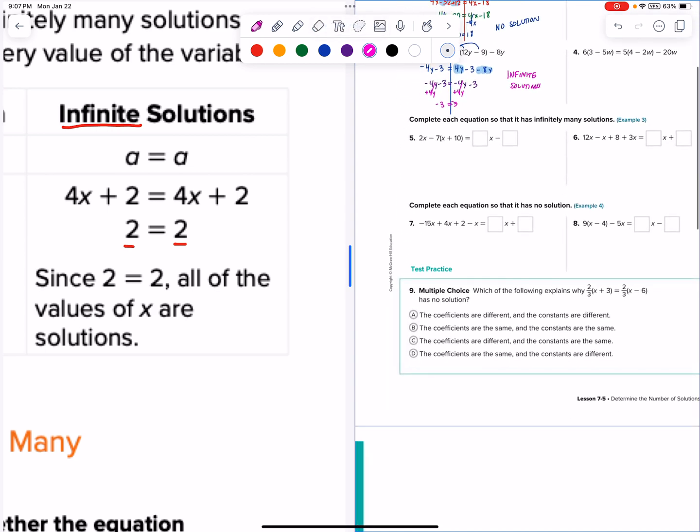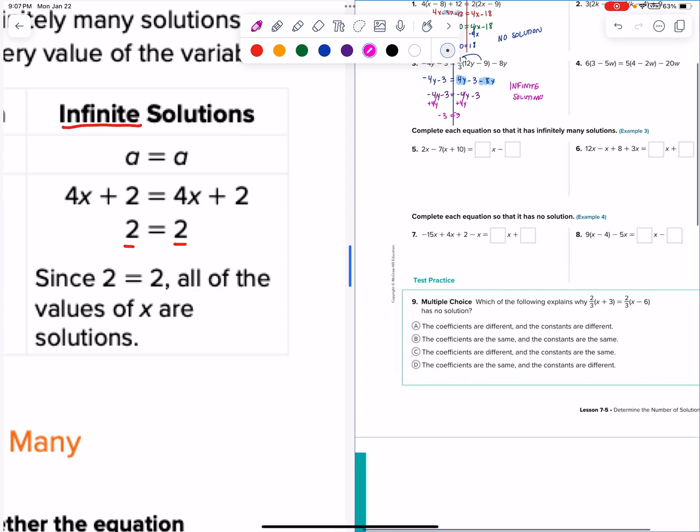Okay, all right, so that's what you're doing with 2 and 4 that you can do on your own. Let's go ahead and practice completing each equation so that it has infinite solutions, and completing each equation so it has no solutions. Okay, so I'll do 5 with you.